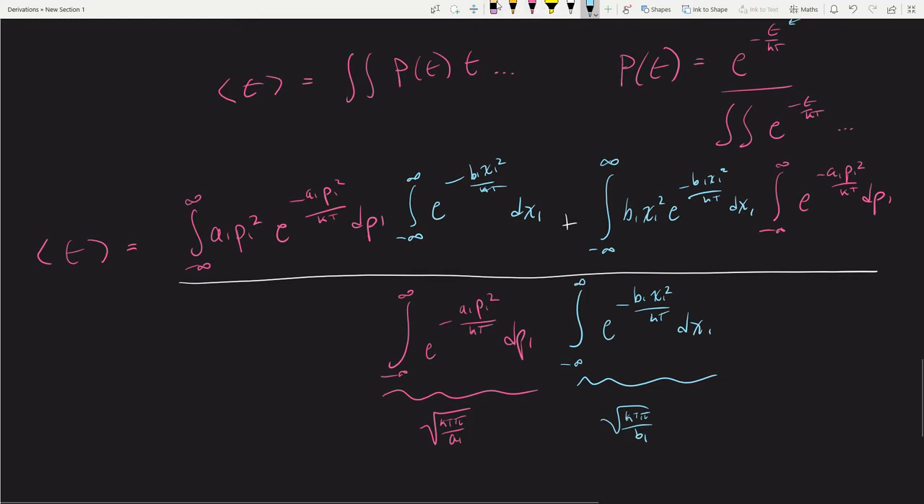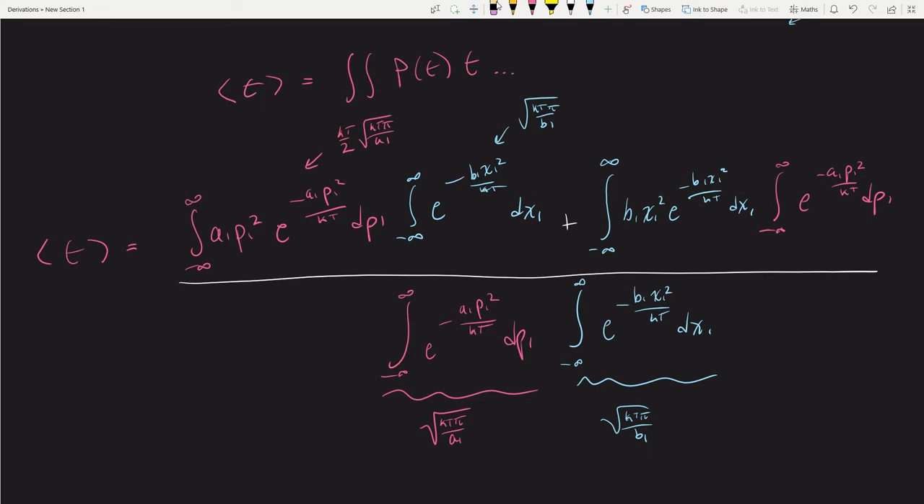These ones like this are going to be, and there's a pattern here, kT over 2 root kT pi over a1. This one's obviously going to be root kT pi over b1, and I'm sort of running out of room. I'm going to erase this just to really get this done. We have this thing here is going to be kT over 2 root kT pi over b1, and then the red part is root kT pi over a1.